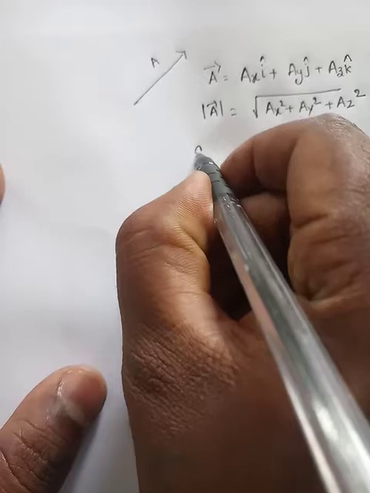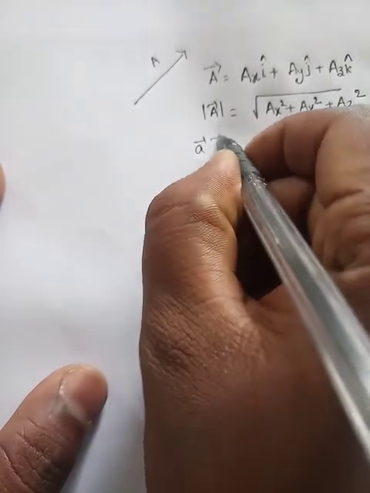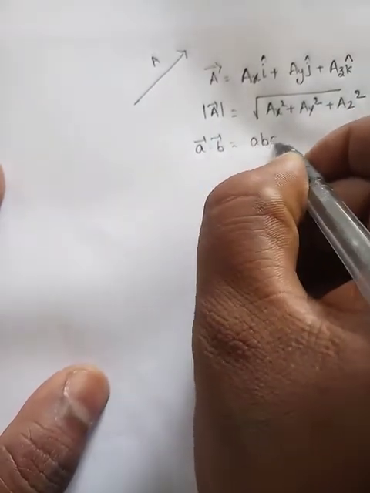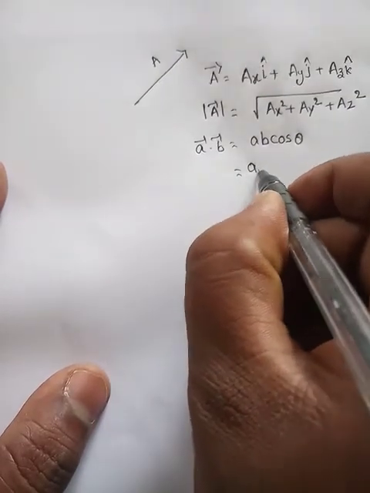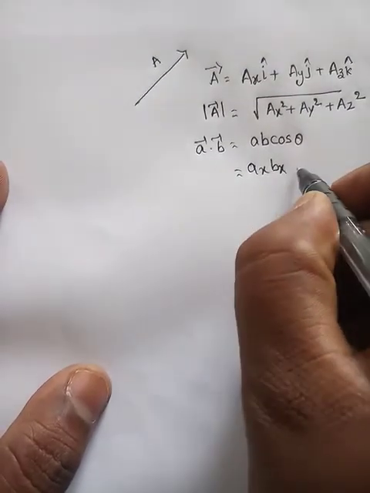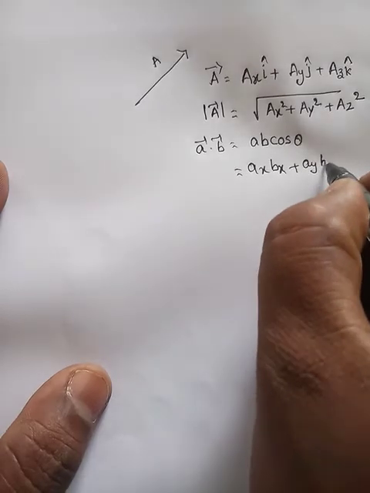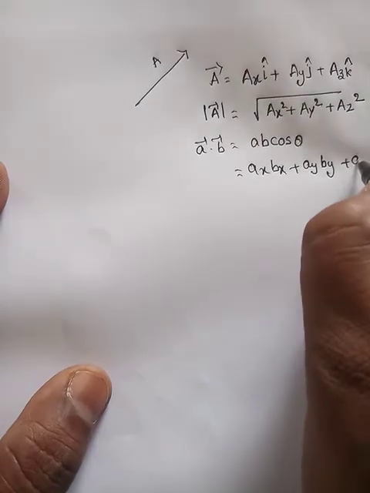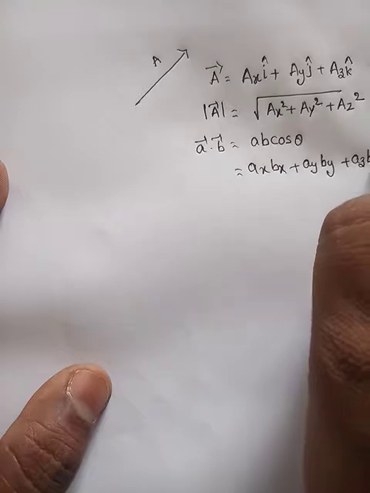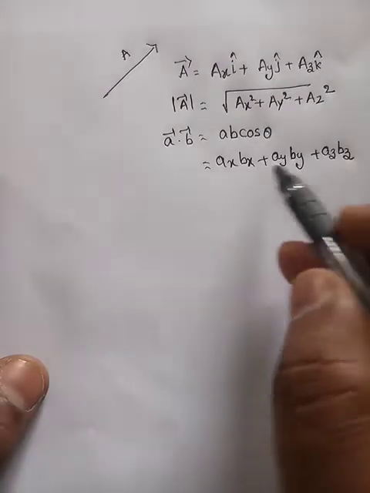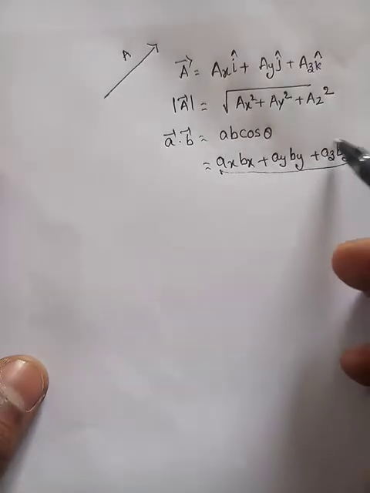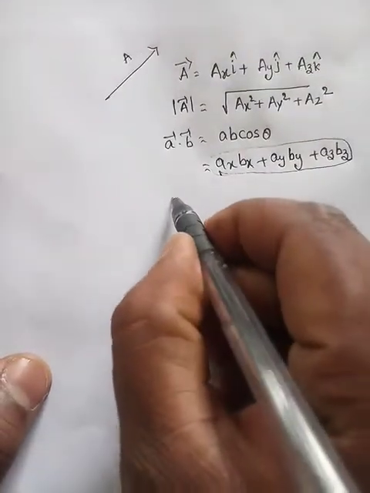So, this is the way we have resolved a vector into components, and we have done the dot product of 2 vectors as A bar dot B bar is equal to AB cos theta. If you do the dot product, how do you get the answer? Ax into Bx plus Ay into By plus Az into Bz. So, we got only the magnitudes of the coefficients along x axis, y axis and z axis.